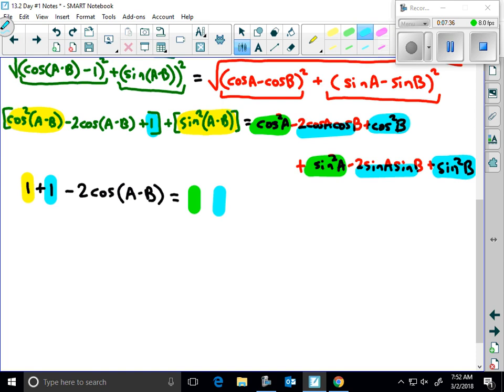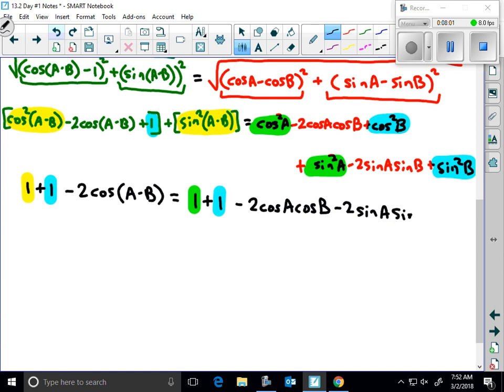And then I'm left with this stuff, right? These 2 items. I'm not going to be able to do much with that other than in a moment I'll be able to do some work with it to reduce it a little bit. So I get that 1. I get another 1. And then I'm left with minus 2 cosine A cosine B minus 2 sine A sine B.